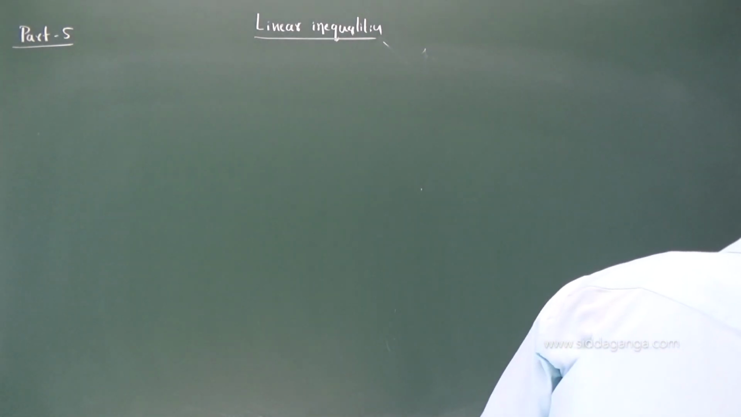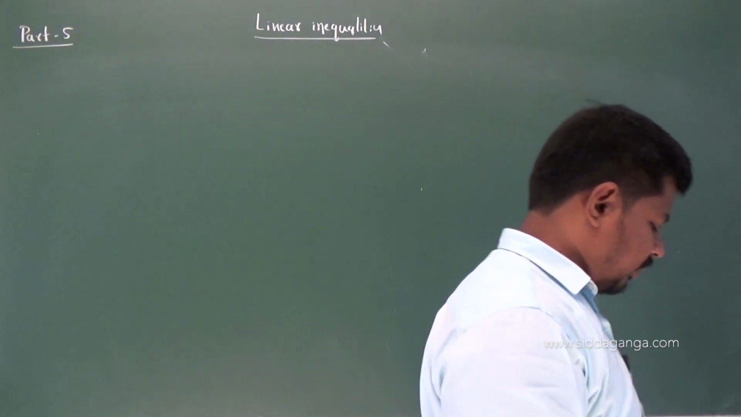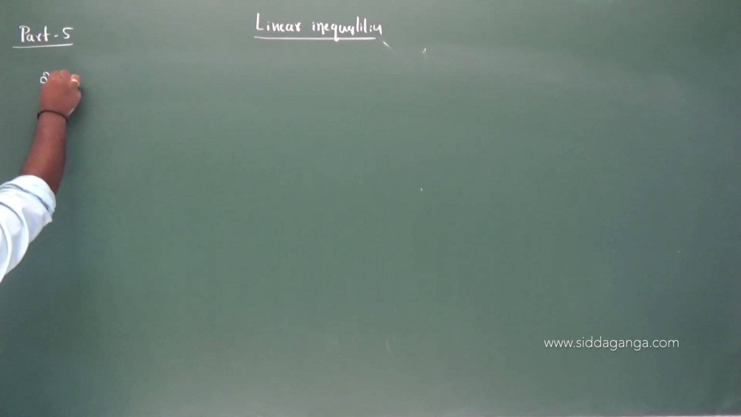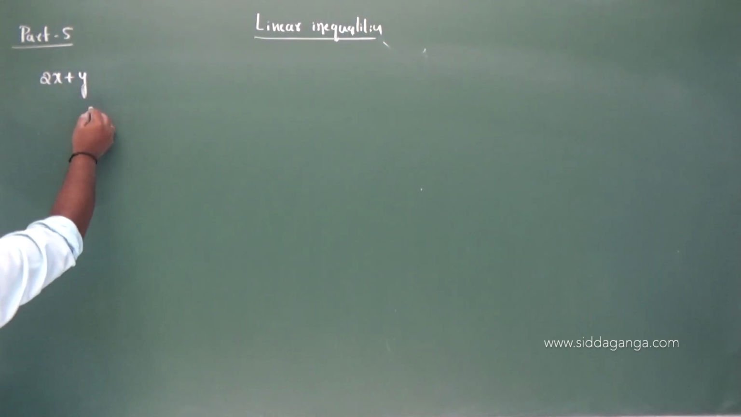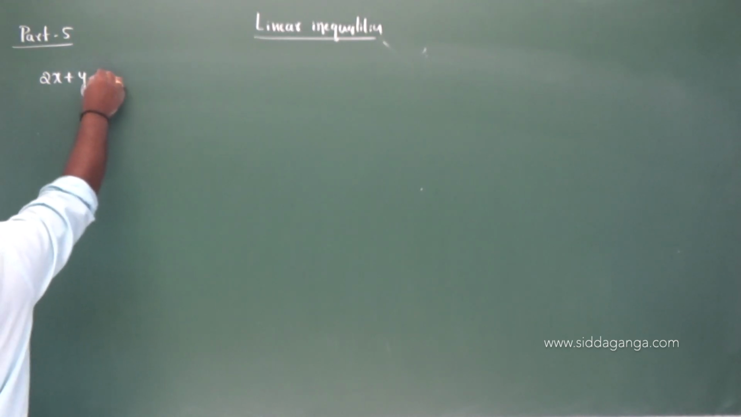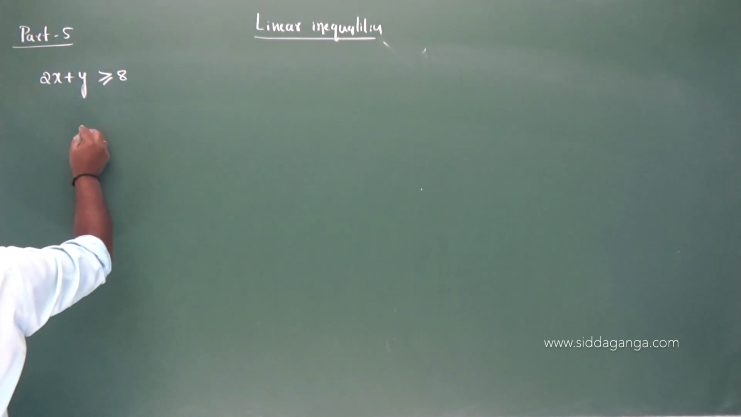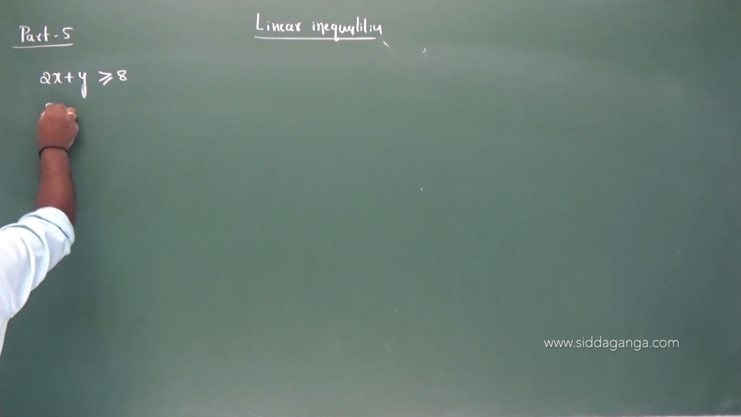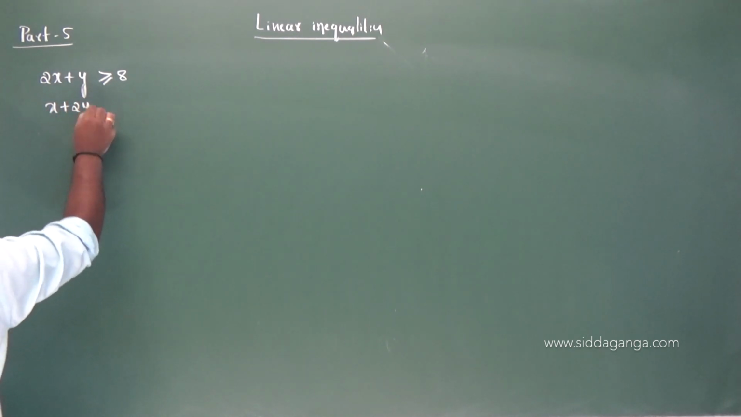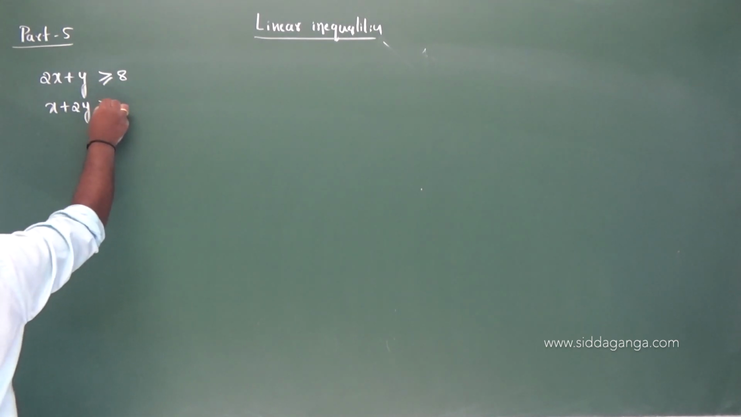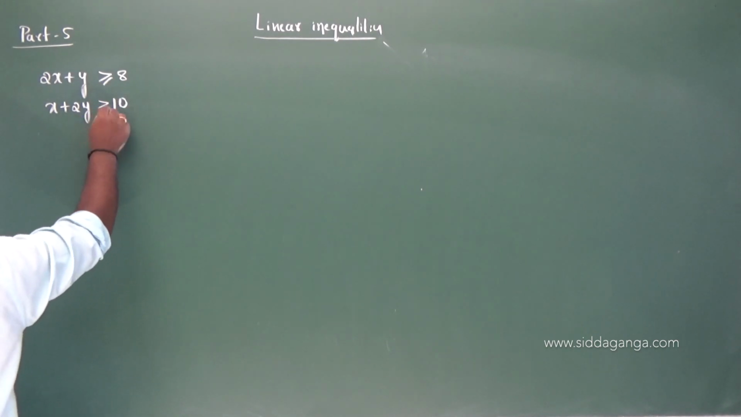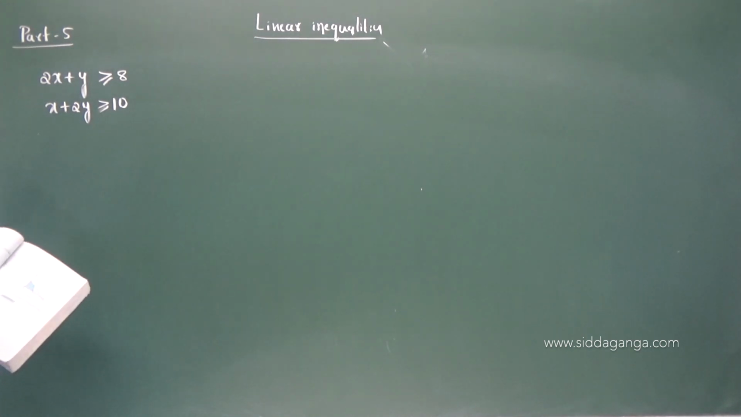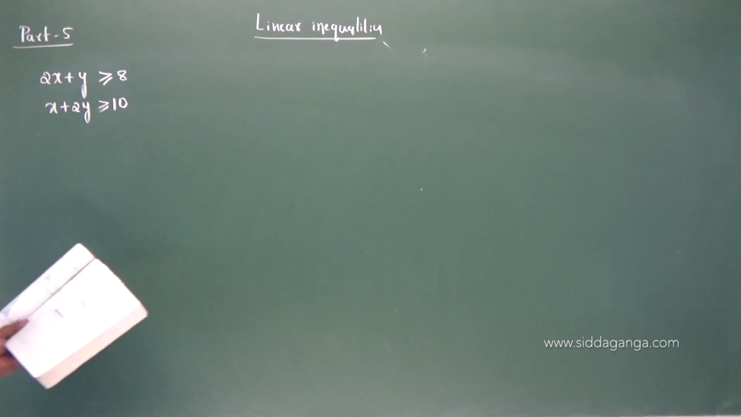Okay, the next one is question number 7, that is 2x plus y is greater than or equal to 8, x plus 2y is greater than or equal to 10. 2x plus y greater than or equal to 8, x plus 2y is greater than or equal to 10.